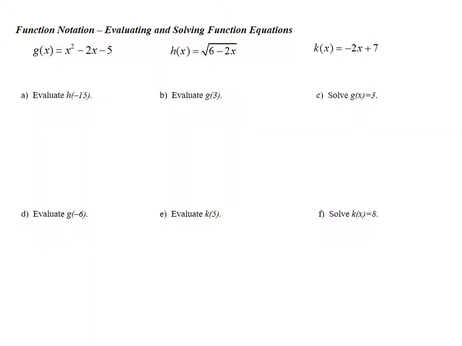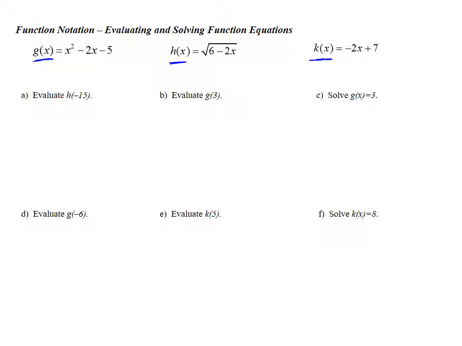Let's practice working with function notation. Here I have 3 functions labeled. Function g is equal to x squared minus 2x minus 5. I have function h defined as h of x equals the square root of 6 minus 2x. And I have function k defined as negative 2x plus 7.